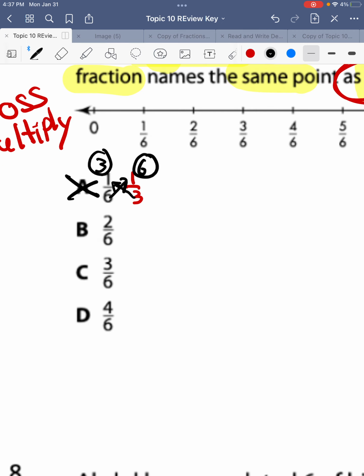B. 1/3 here. 6 times 1 is 6. 3 times 2 is also 6. They both have the same number. B could be my answer. I'm going to put a question mark.